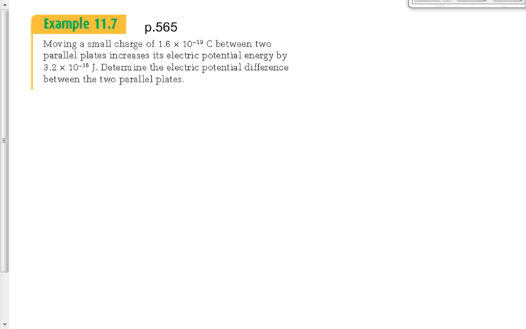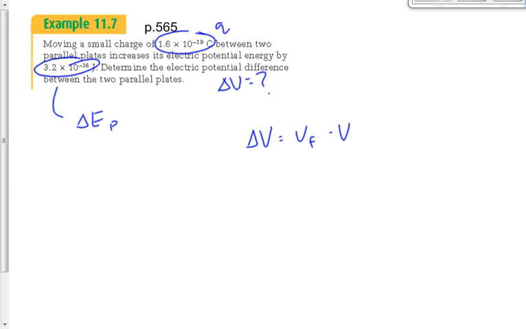Okay, let's do an example here, 565. Moving a small charge of 1.6 times 10 to the minus 19 coulombs, that's Q, the charge, between two parallel plates increases its electric potential energy by this value. So in other words, this is going to be delta E, the change in electric potential energy, the gain in electric potential energy. We're going to find the potential difference. Well, we know the potential difference is VF minus VI, but we don't know what VI and VF are, so that's not going to be helpful.